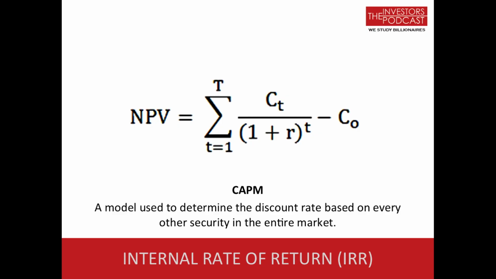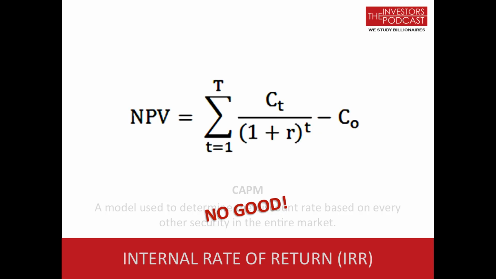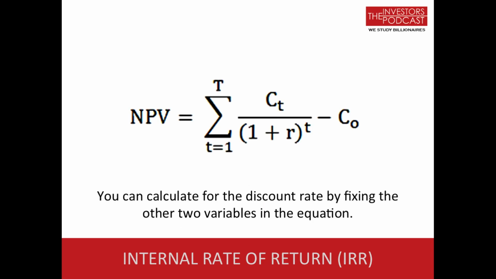rate would be. And I would tell you, my personal opinion, and I think a lot of billionaires that we've studied would tell you the same thing, that this whole CAPM model is a bunch of bunk. And the reason that they probably have that opinion is mostly because you can calculate what kind of discount rate you're going to get by fixing the other two variables in this equation.